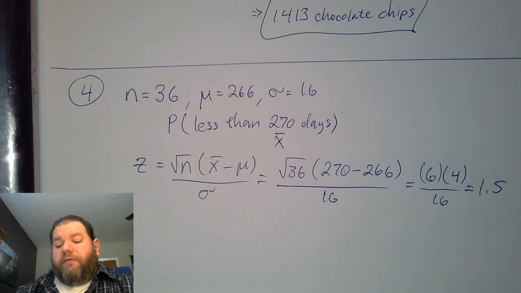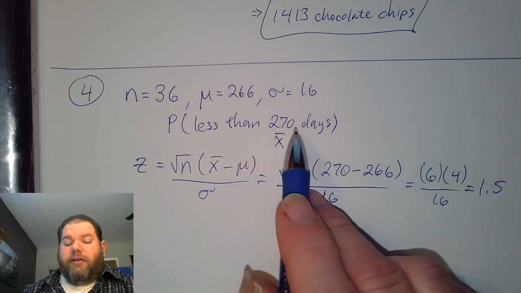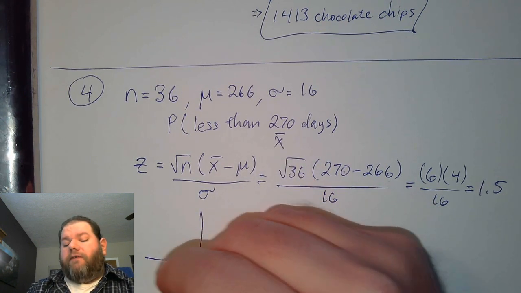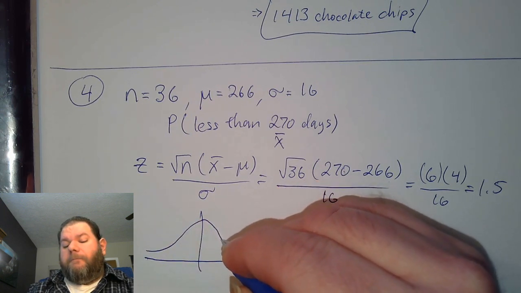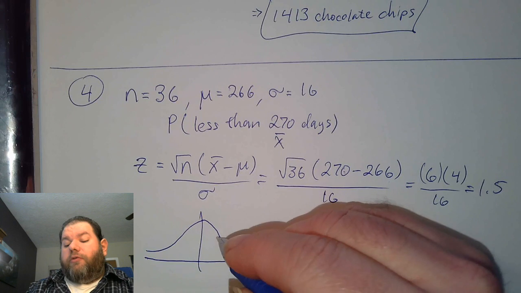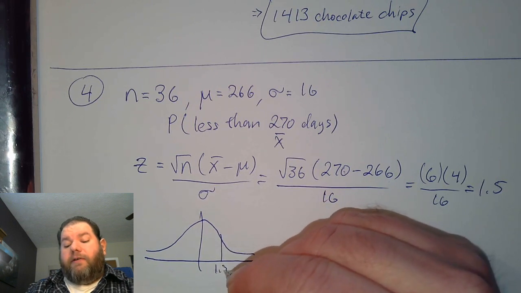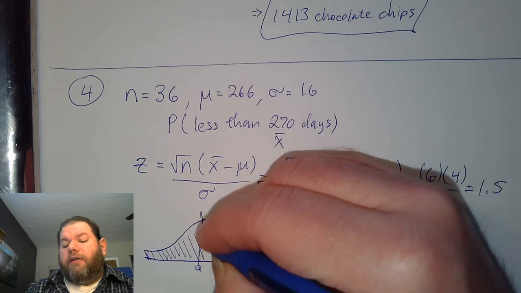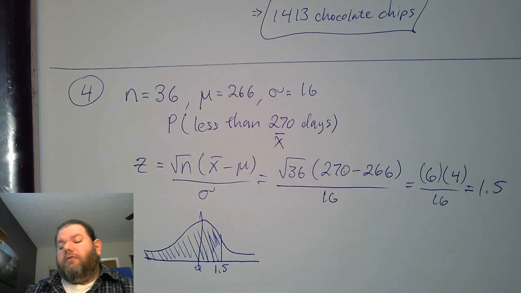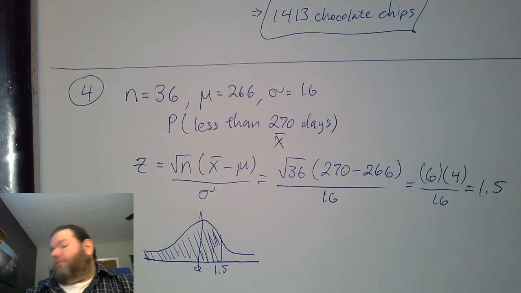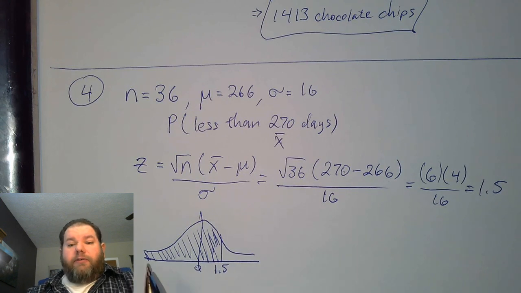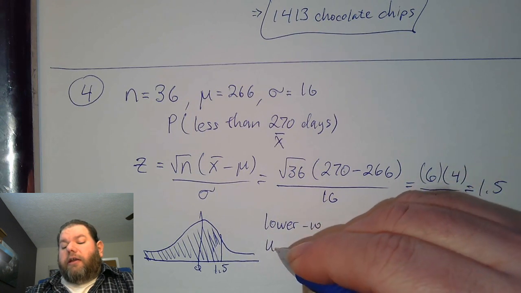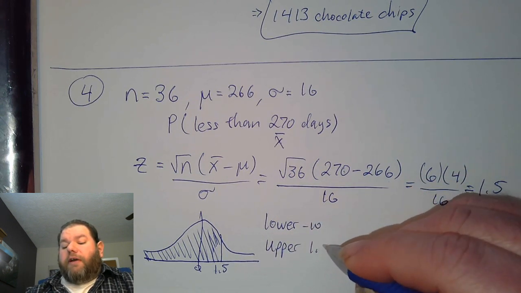So we have z is 1.5, and we remember that we said less than 270 days, so it'll be to the left of 1.5 on our graph. Now 1.5 is to the right because it is positive, and so we want to shade everything to the left of that. It continues all the way to the left, so our lower bound is -10, and our upper bound is 1.5.